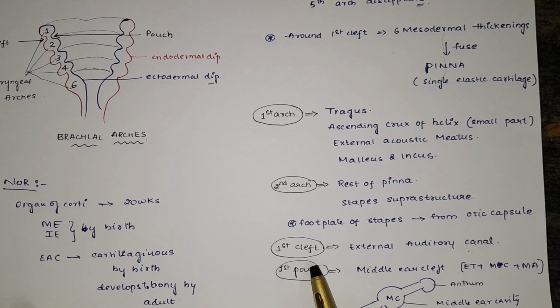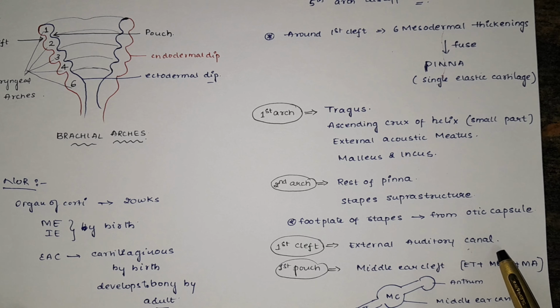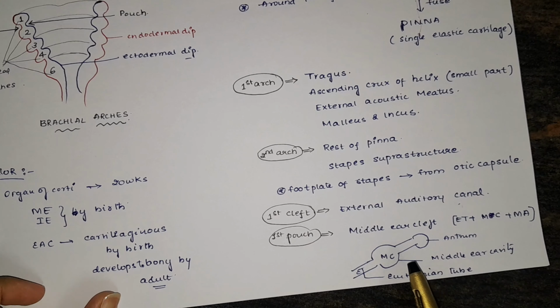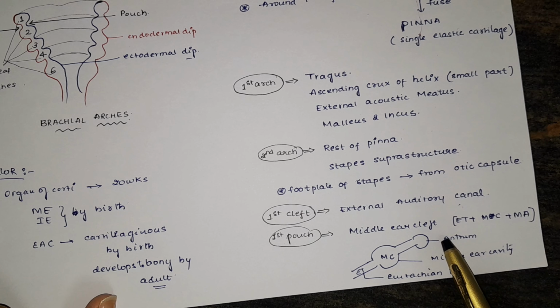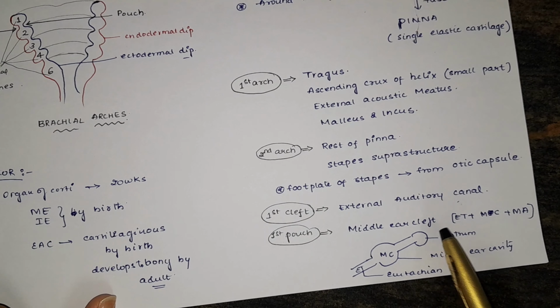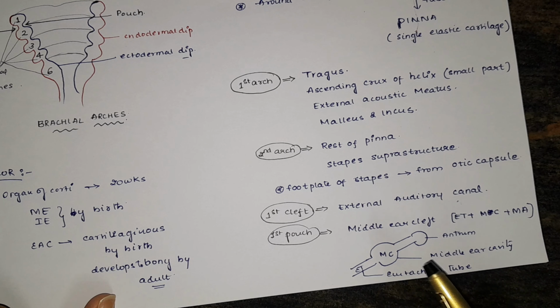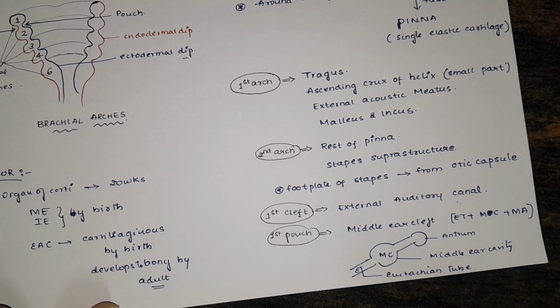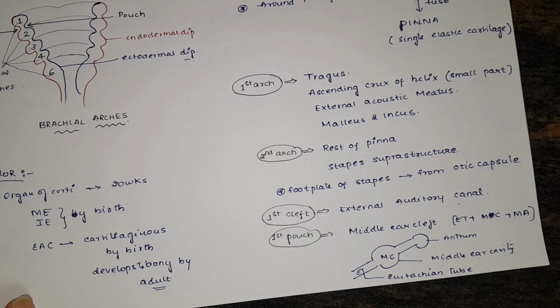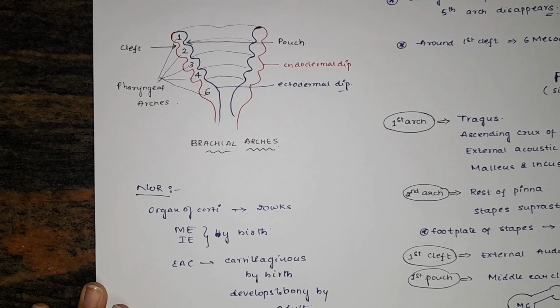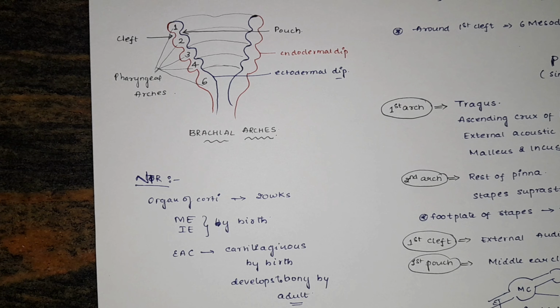From the first cleft, there is a development of the external auditory canal, and from the first pouch, there is a development of the middle ear cleft. Middle ear cleft is nothing but the combination of the eustachian tube, the middle ear cavity and the mastoid antrum. The thing to remember is that the mastoid is actually not fully developed by birth. It is developed to bony by adult. The mastoid antrum is fully developed by birth. And this is a note to remember.